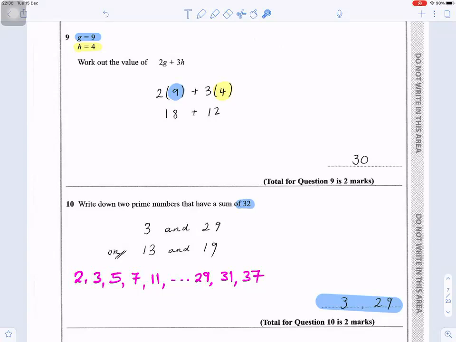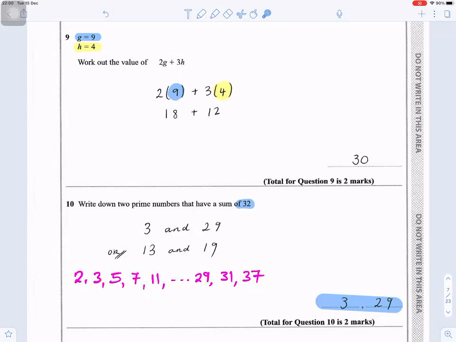Question number 10. Write down two prime numbers that have a sum of 32. Now you have to know what a prime number is. It has only two factors, 1 and itself. So you can list all the prime numbers, but you can look at it this way. List the first 5 prime numbers, 2, 3, 5, 7, 11.